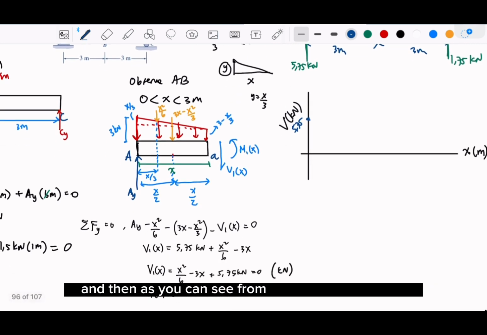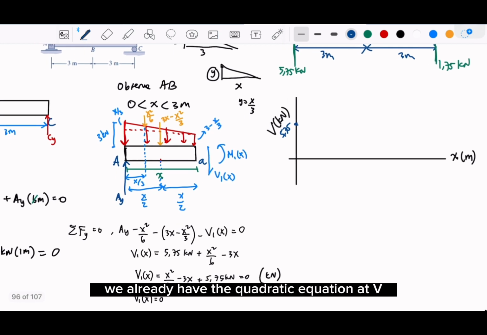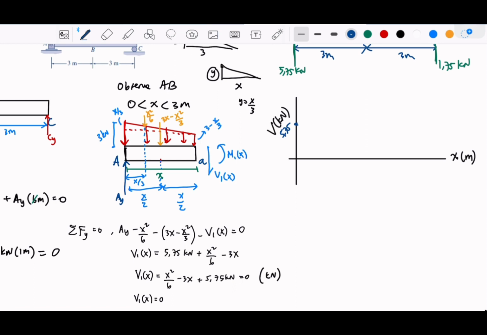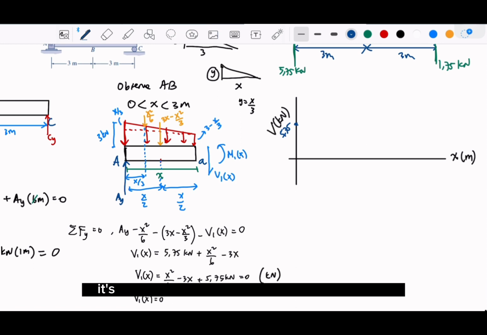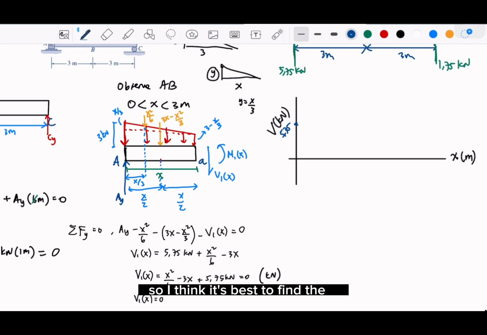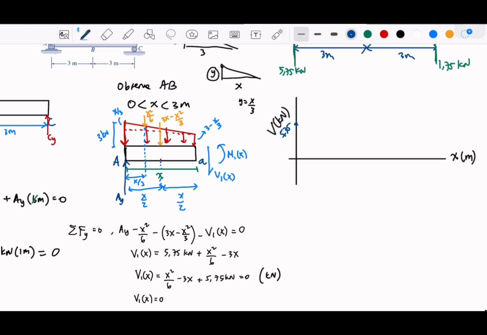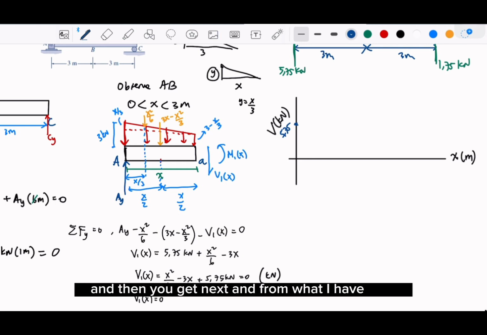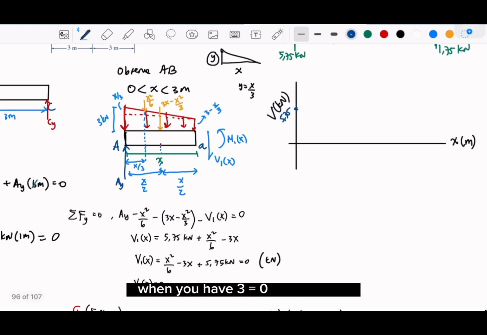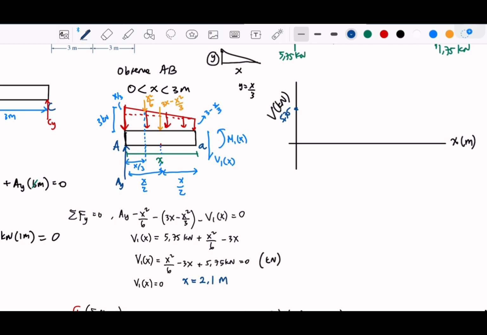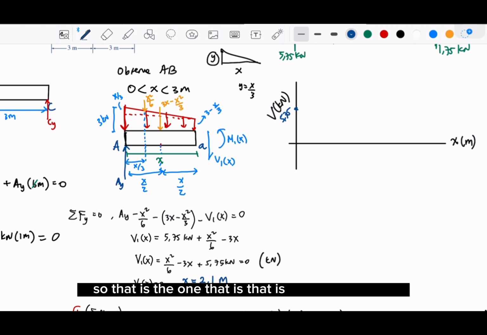And then as you can see from the equations we have, we already have the quadratic equation for V. So you will get something that is crossing the x-axis, but it's not linear. It's based on these equations. So I think it's best to find the x. Okay? So you can equate this equation to zero and find x. If you're not familiar using the calculator, I hope you can find a way to find the factors, okay, and then you get x. And from what I have here, when you have V equals 0, the x will be around 2.1 meter. So that is the one that is crossing the axis.